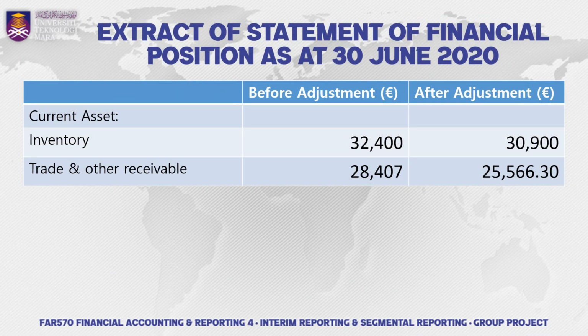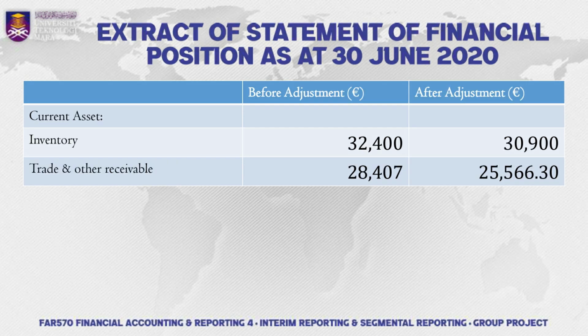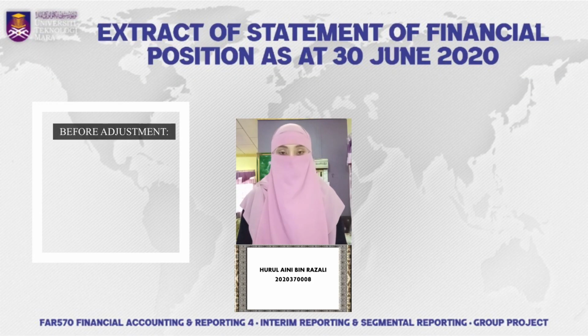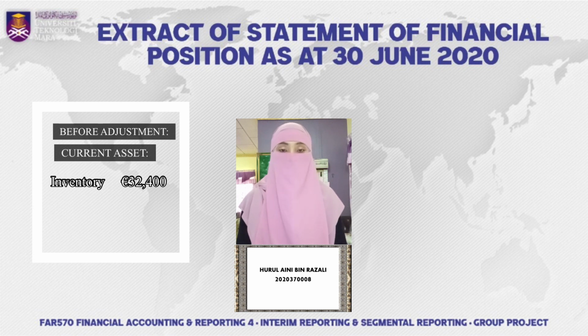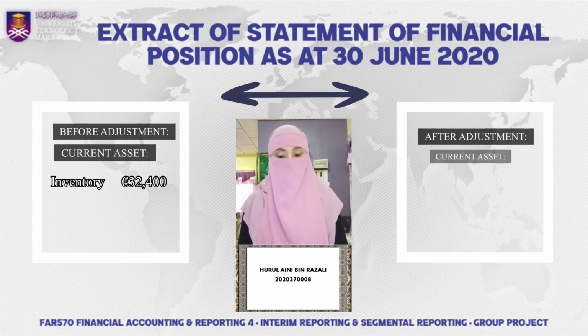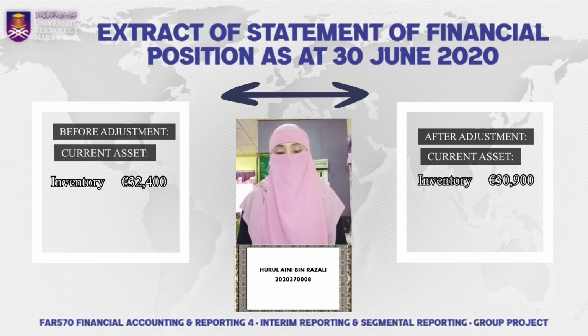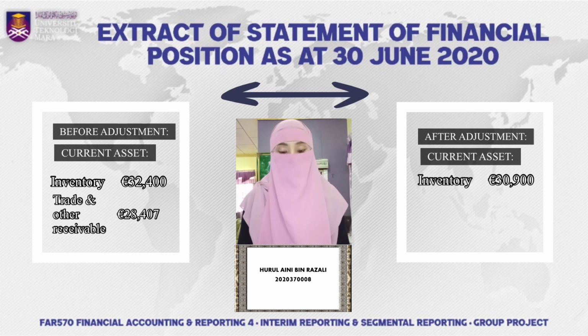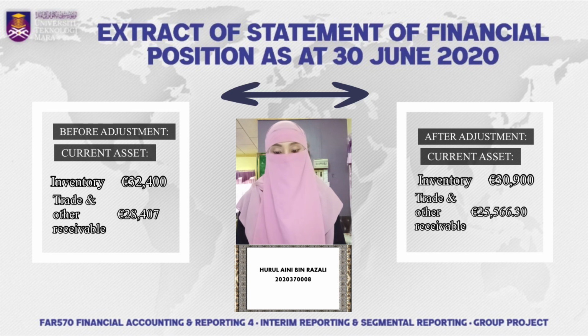So this is an extract of the statement of financial position before and after adjustment as at 30 June 2020. For inventory, it was 32,400 before adjustments and became 30,900 euro after adjustments. And trade and other receivable before adjustment was 28,407 and became 25,560.3 euro after adjustment.